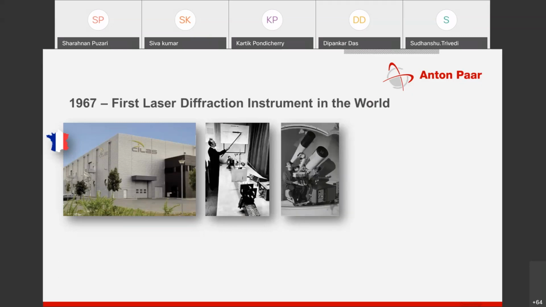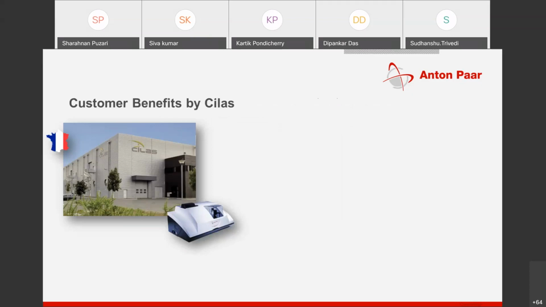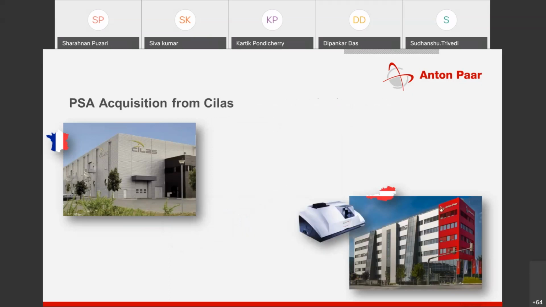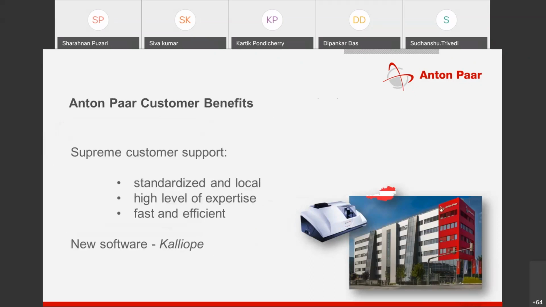This company was basically making optics for military operations. The system is very robust and compact, and now we have purchased this company as our corporate office in Austria. We have been promoting it in India for the last 1 year, and we have sold many. It is very standardized, with a high level of local expertise, fast and efficient, and we have developed a new software called Calliope to operate this instrument, which is single-page software with no pop-ups.